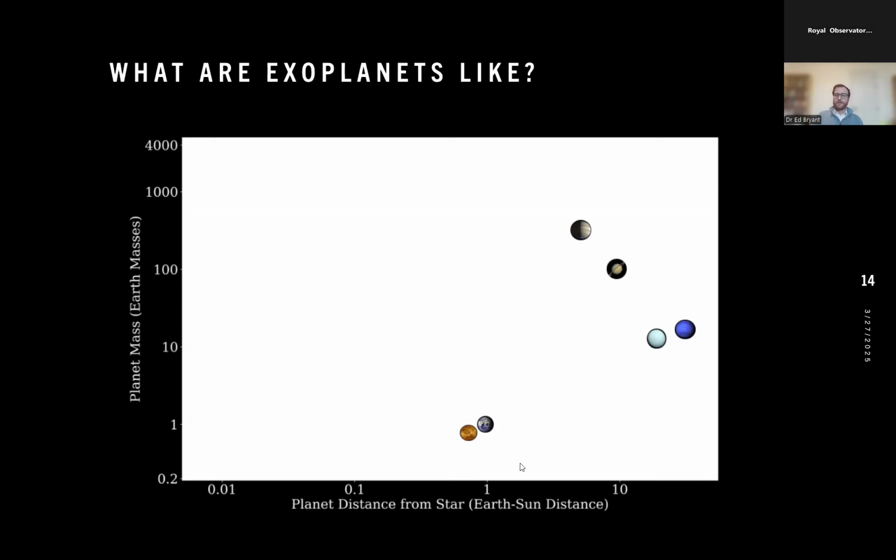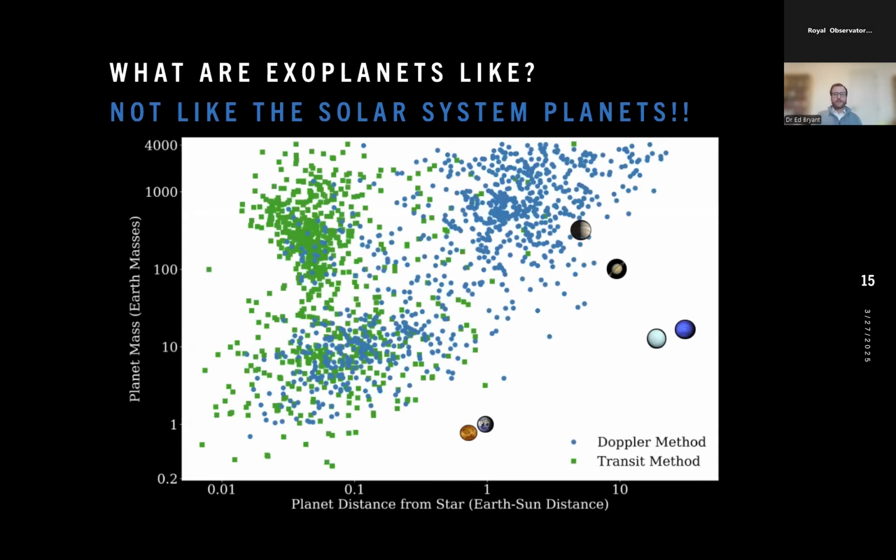So these markers here are showing you the locations on this plot where some of the solar system planets would be. So we have Earth down here, with Venus very close to it in terms of mass and distance. We have our gas giant planets up here, Jupiter and Saturn, and down here we have the ice giants, Uranus and Neptune. And if I now plot on the exoplanets we found, they're here. They're not at all like the solar system planets.